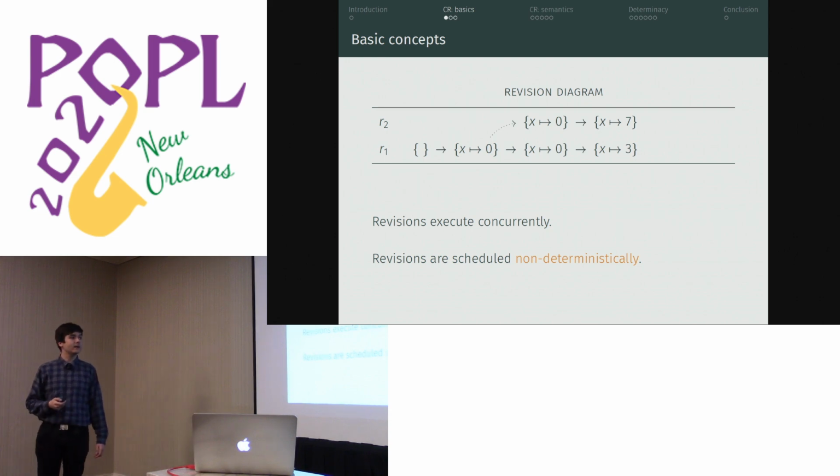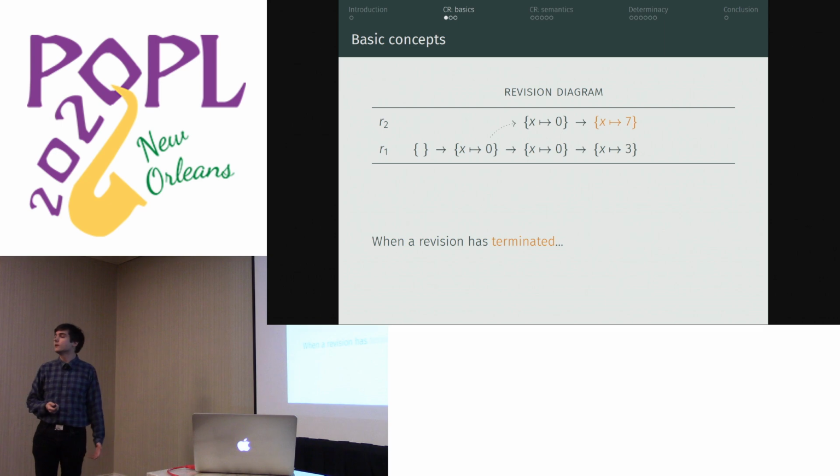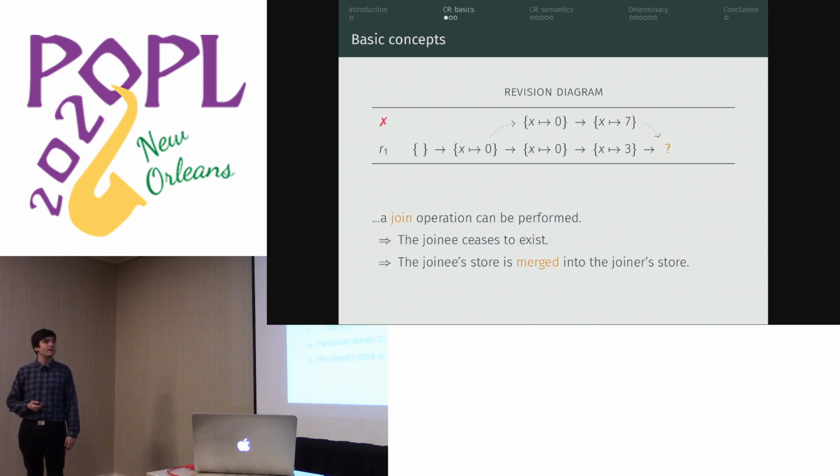But then at some point a revision terminates, and what you can do then is join the revision, if of course you have access to the identifier. The effect of this is that the joinee ceases to exist, and the joinee's store is merged into the joiner's store. Now, clearly you have a conflict here, so the question is, how would you resolve this?